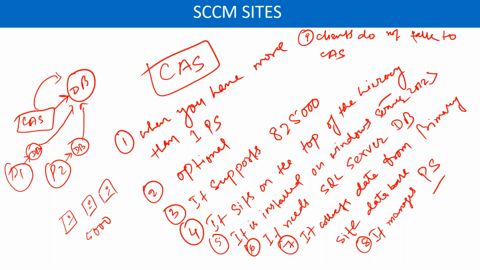Okay, so this is some information about the central administration site. It is needed when you have more than one primary site. It is an optional site. It supports a maximum of 825,000 devices. It sits on the top of the hierarchy. It is installed on Windows Server 2012 or greater. It needs a SQL Server database. It collects data from the primary site server. It manages primary sites, and clients have got nothing to do with the central administration site.